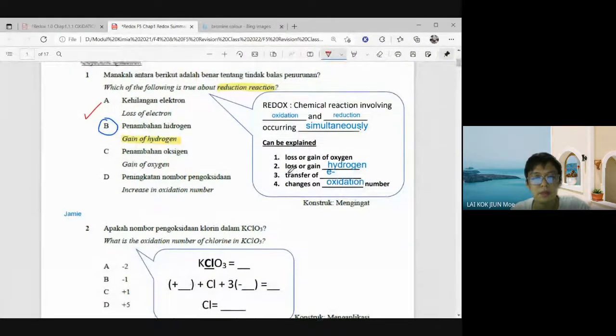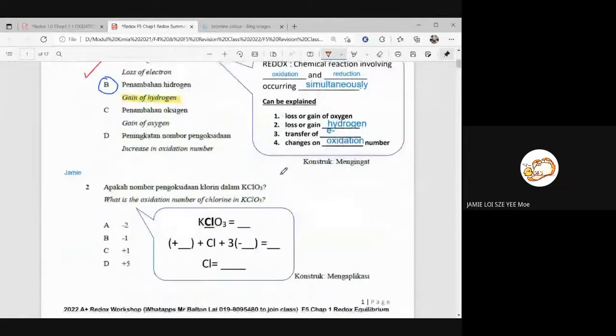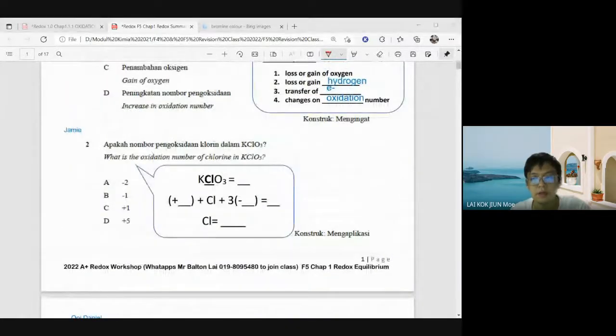Okay, Number 2, donkey. Very good. So donkey, you will count. You were using the formula just now, calculation. Just now I taught you all.